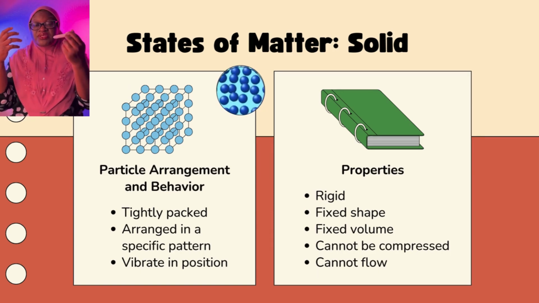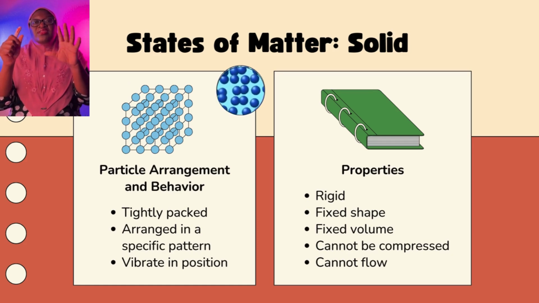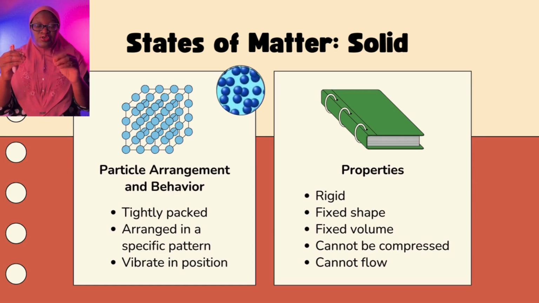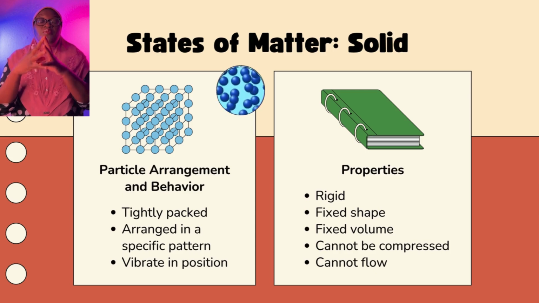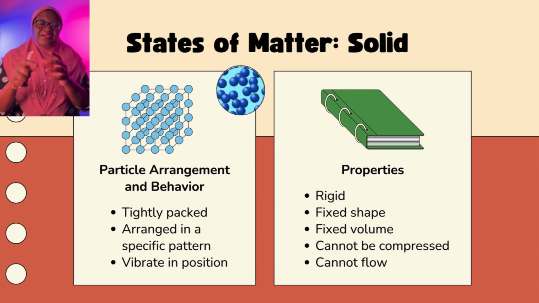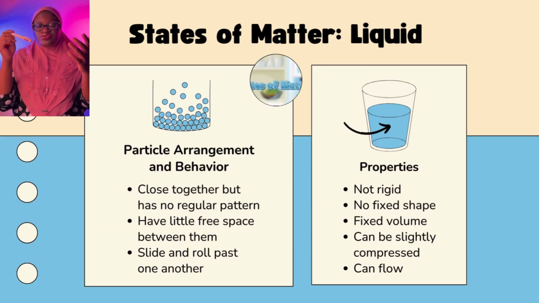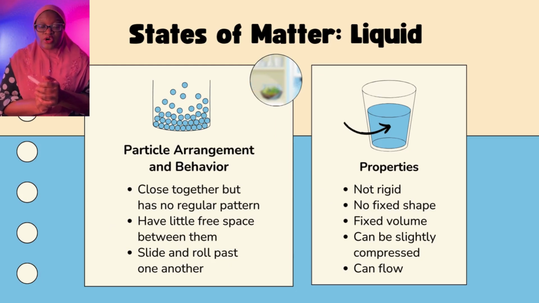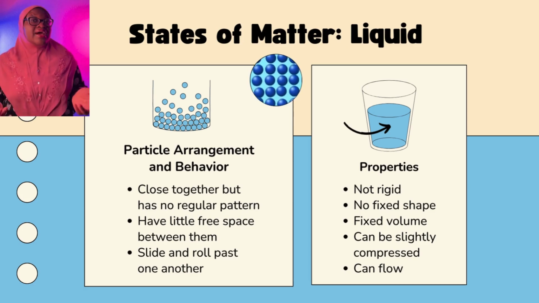The shape is usually fixed, and you can't compress it because they are held together strongly by different forces that make the components very, very tightly packed. The most you can get out of a solid is to make it vibrate in a position. So it cannot flow. You can't compress it. It has fixed volume, it has fixed shape, and it is rigid.